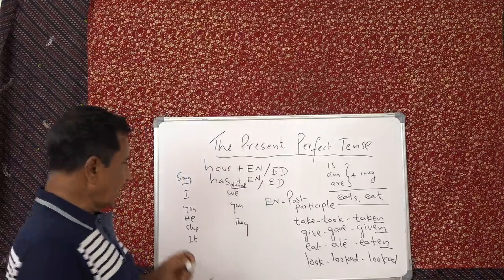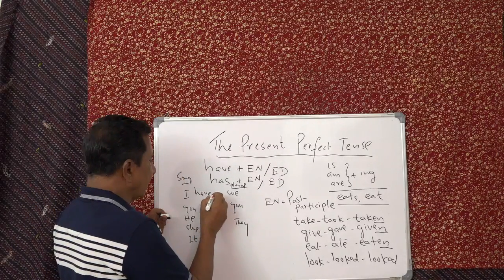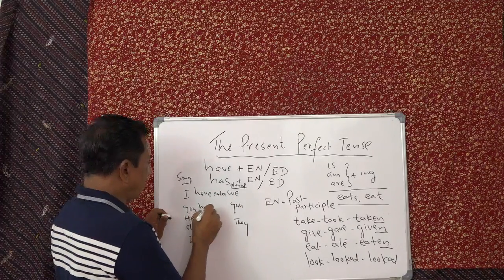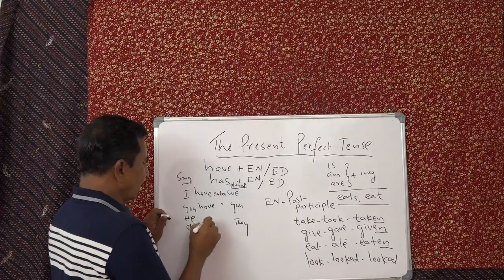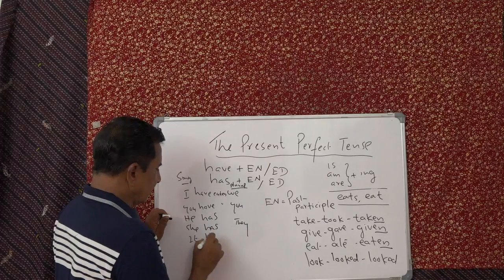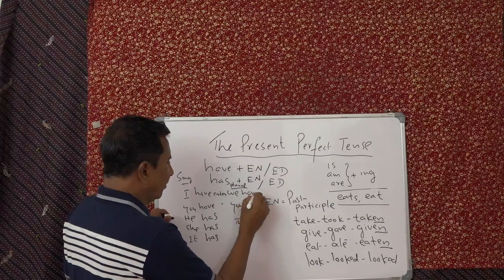Understand? So here you have I have. I have eaten. See that? You have eaten. He has. She has. It has. In all the other places, have.